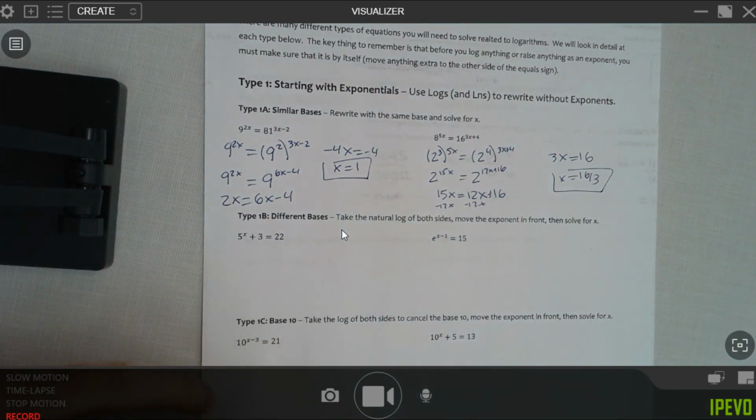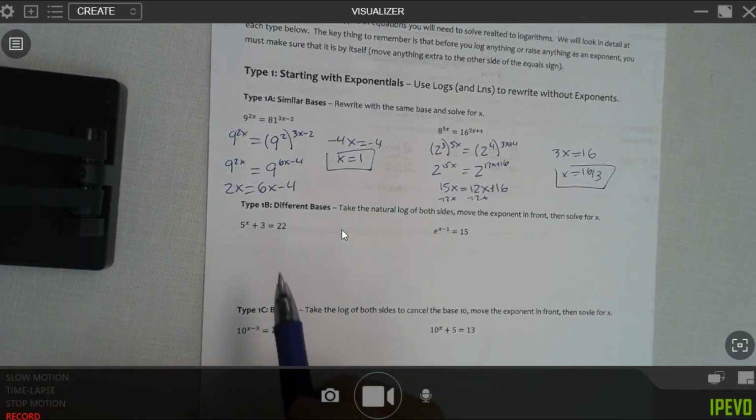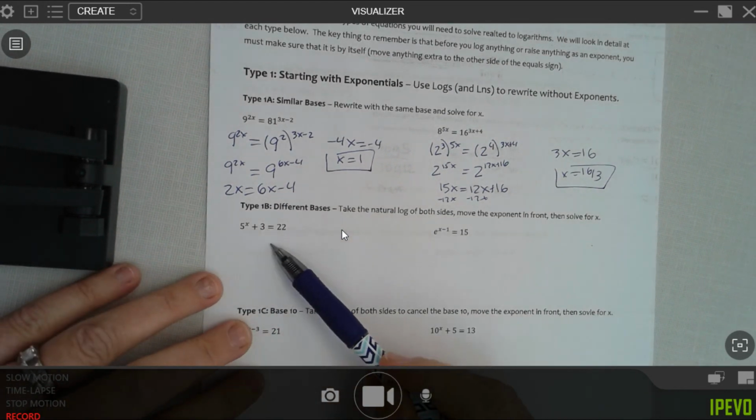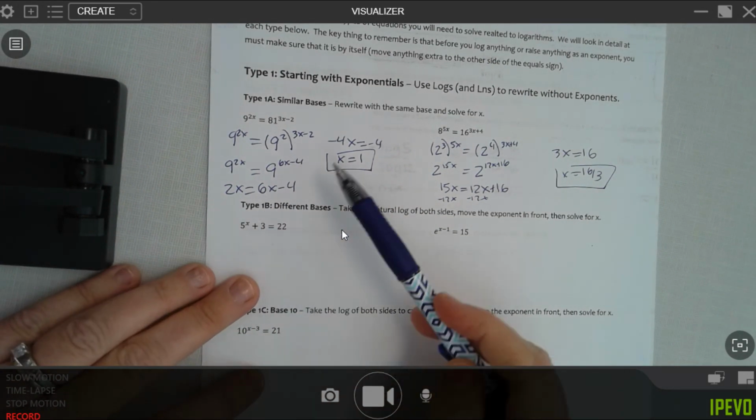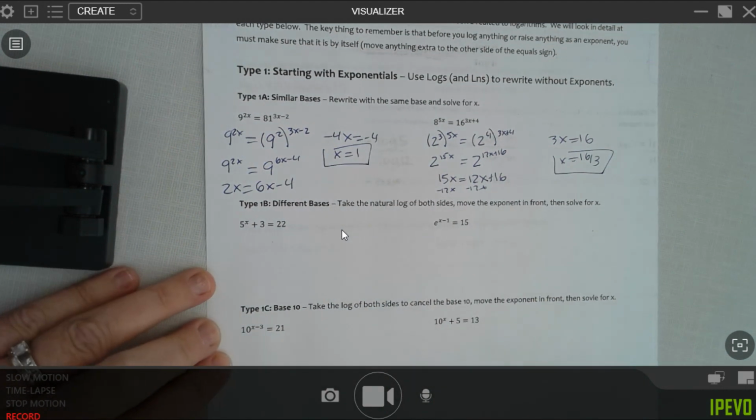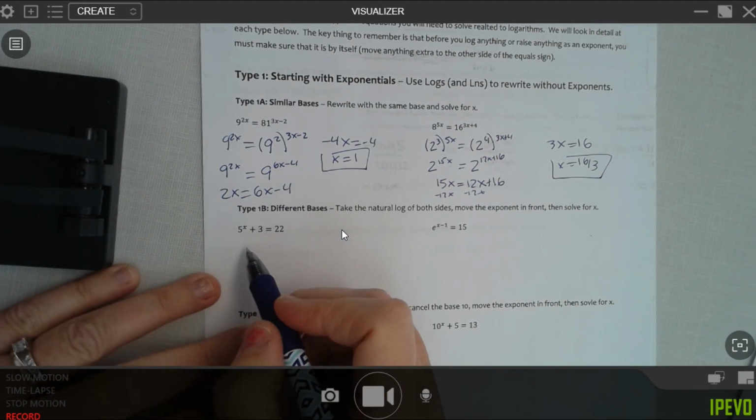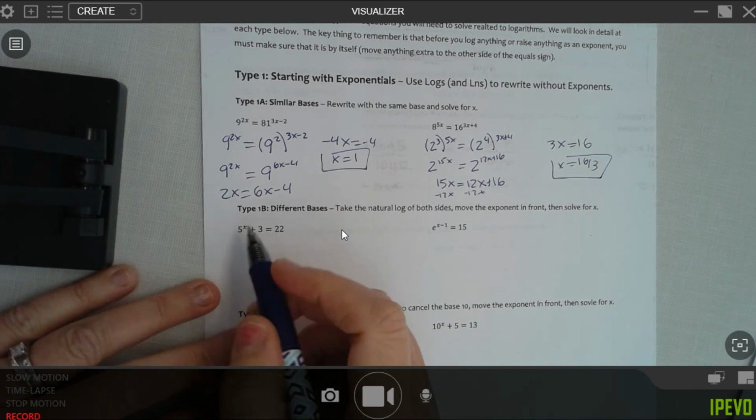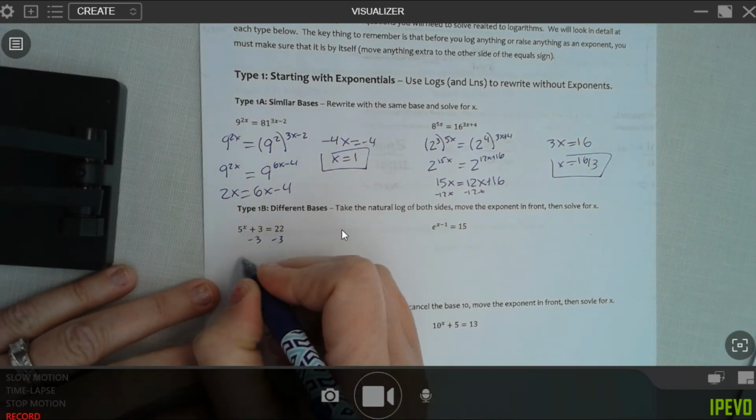All right, now type 2. I cannot get these to the same base. And you can do the 1b. You can do that to 1a also. What I'm about to teach you here, it works up here also. So what I need to do here is I need to get whatever has the exponent by itself. So first thing I would do here would be to subtract my 3.